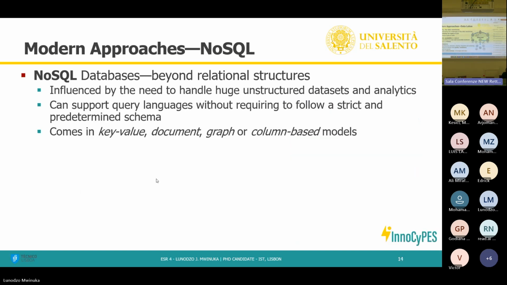Now, recently, we are having these approaches also, NoSQL data management approaches. They usually come in 4 models. You have the key-value database model, the document model, the graph model, and the column-based model. NoSQL by itself has had several names. People are saying no, not only SQL, or there have been several terms, right?